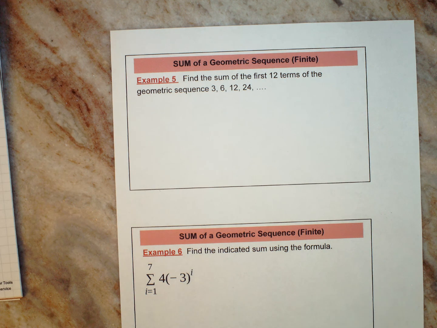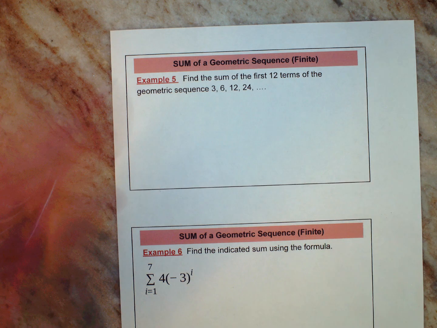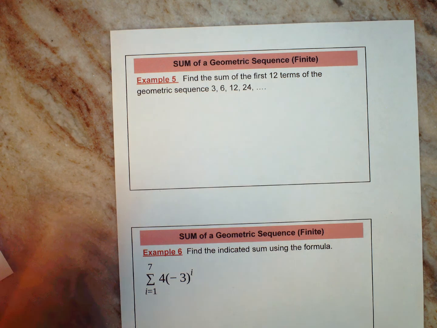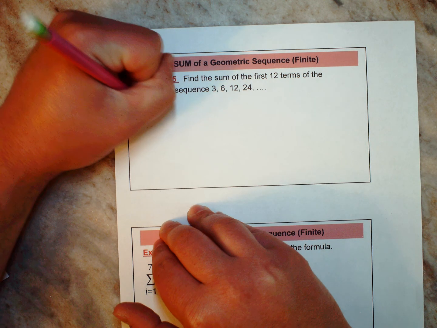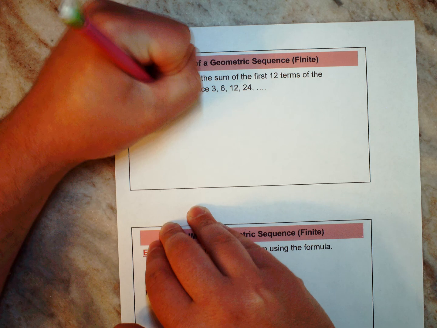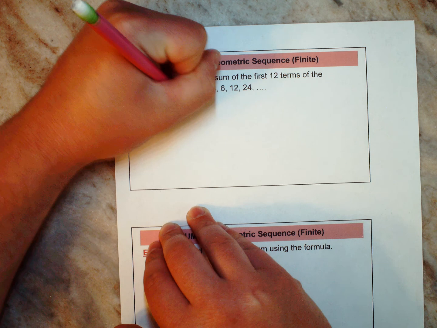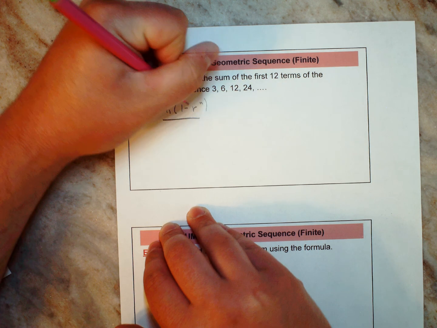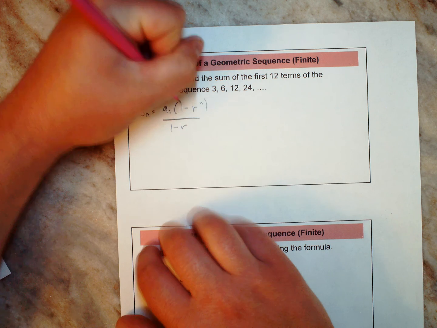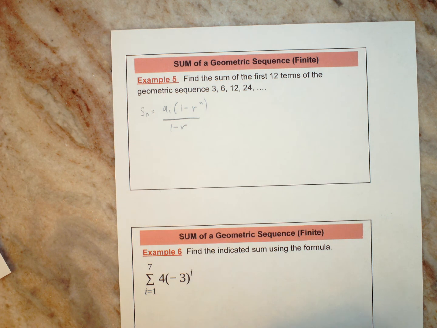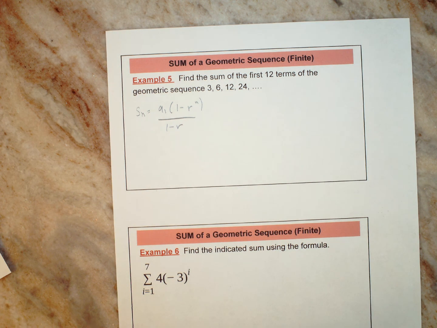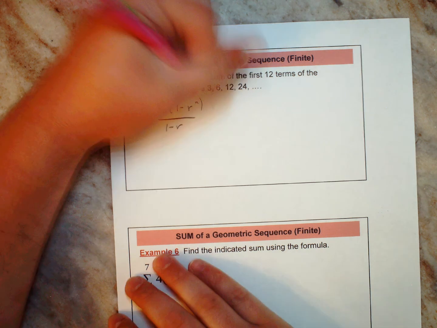All right. Find the sum of the first 12 terms of the geometric sequence. So we're going to use that formula that we just wrote down on the last slide. So I'm just going to rewrite it. S sub n equals A1 times 1 minus Rn over 1 minus R. Before the assessment, I will give you guys a formula sheet that has everything on it, but you should have everything from the notes. So now we're just going to kind of plug in.